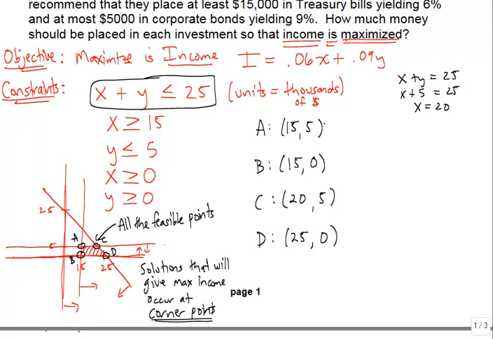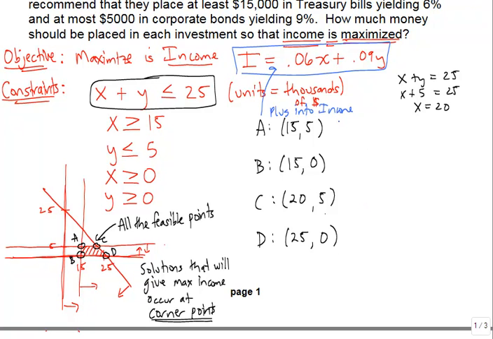So here are my 4 corner points. Now how do I figure out which is the one that's actually the solution? These are just the possible solutions. So what you have to do to figure out which one is the actual solution is go to your objective function that we're trying to maximize, and plug each of these into this income formula. Whichever one comes up with the biggest I, that's going to be our solution.